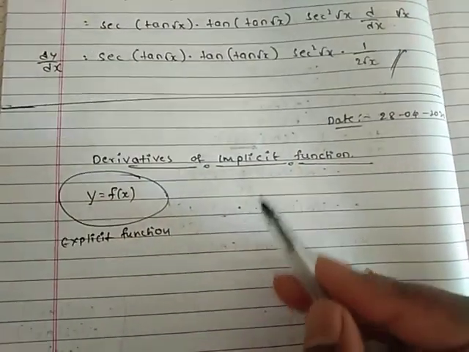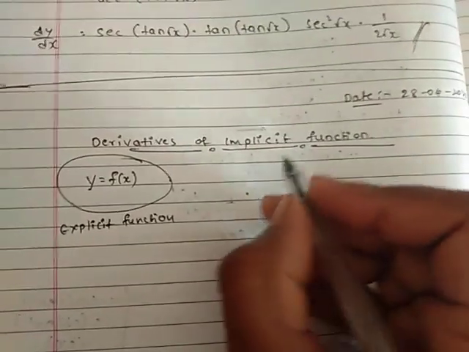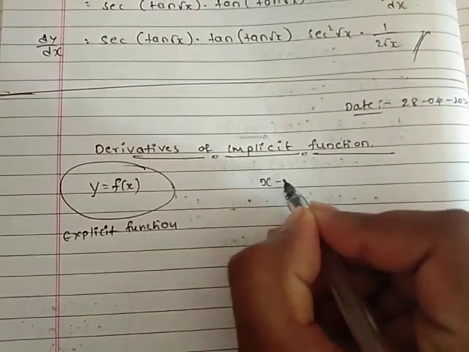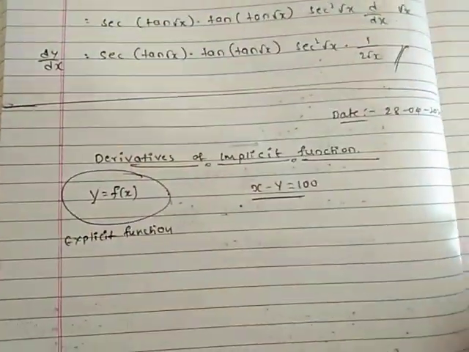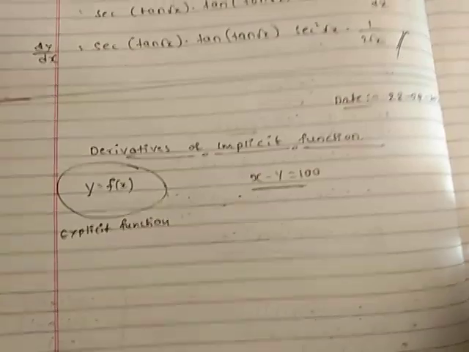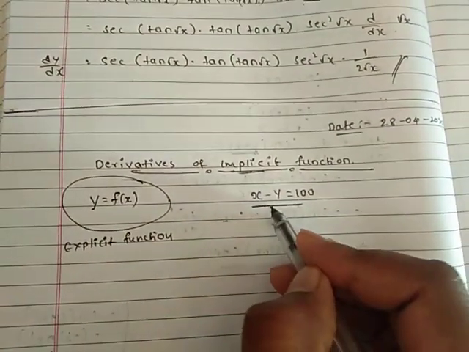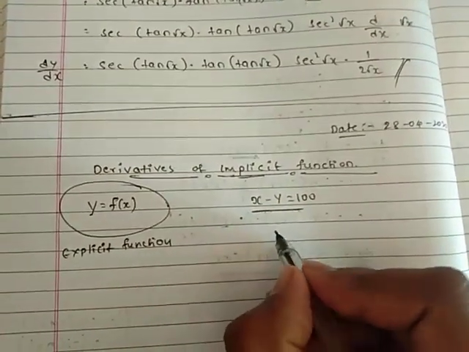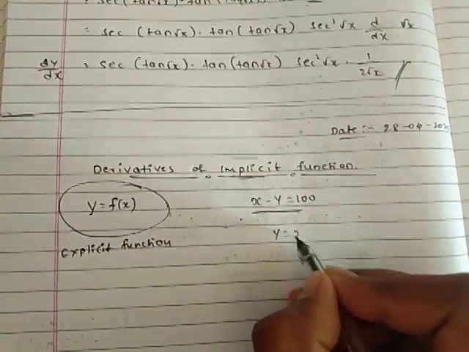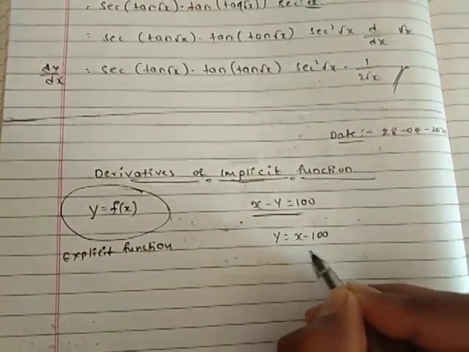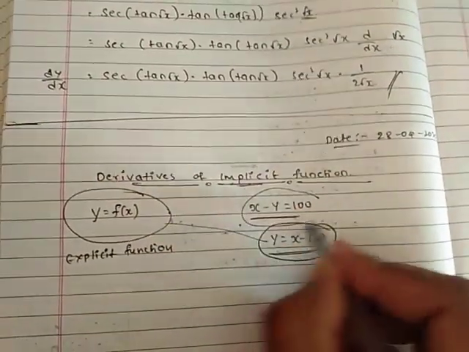Then what do we mean by an implicit function? Suppose the relation between x and y is, say, x minus y is equal to 100. This is also a function, but it is expressed in an implicit form. Assume the same function can be written as y is equal to x minus 100. This is the explicit form and that is the implicit form.